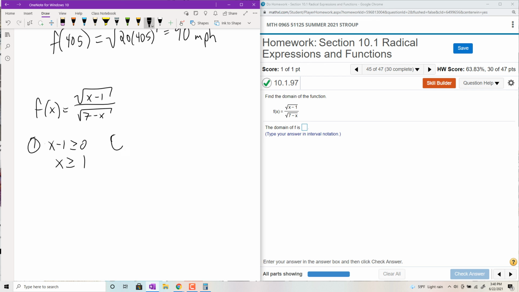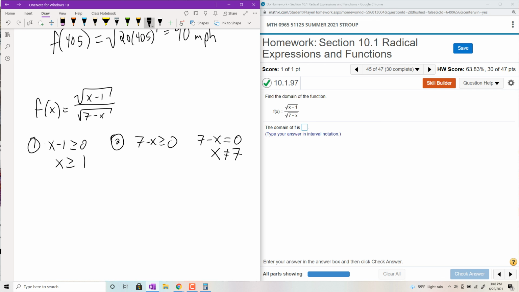Then secondly, there's two things here. I need to make sure that 7 minus x is greater than or equal to 0, but also I need to make sure that 7 minus x is not equal to 0. Okay? So I need to make sure x is solving this equation. The second one, add x to both sides and then flip-flop. I need to make sure x is not 7.